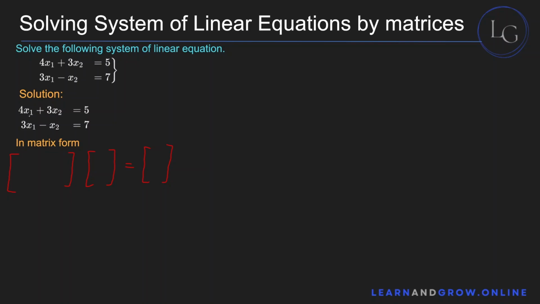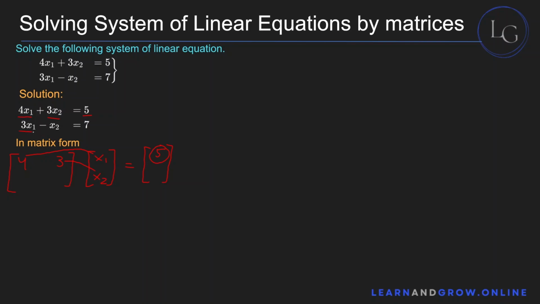So let's see the first equation: 4x1 plus 3x2 is equal to 5. Now look at this. Since we are doing rows into columns, this will become rows into columns and that will give you 5 here. So 4 into x1 plus 3 x2 is equal to 5, and that is exactly this first equation.